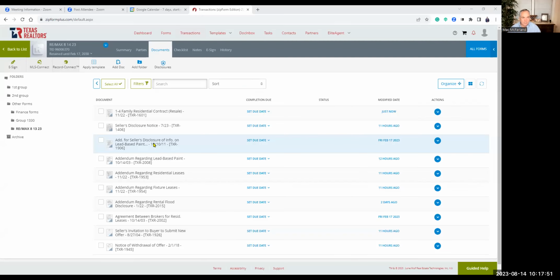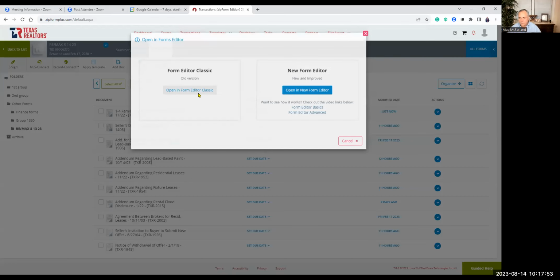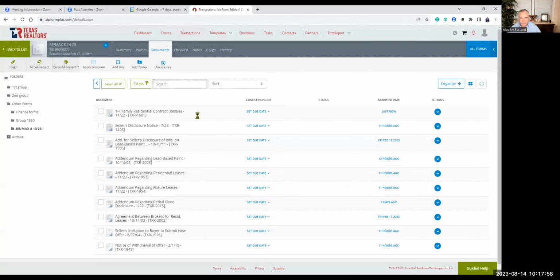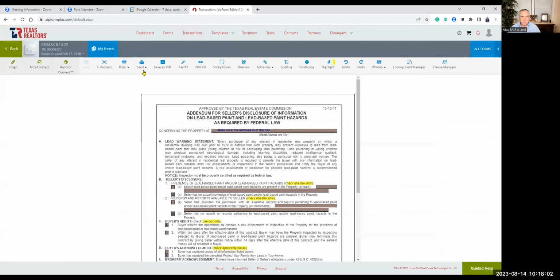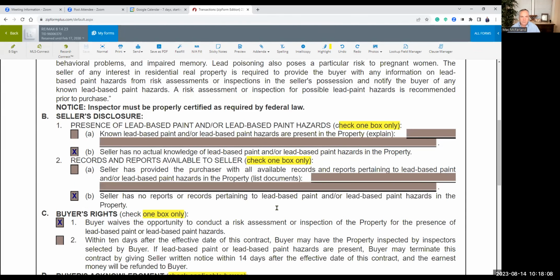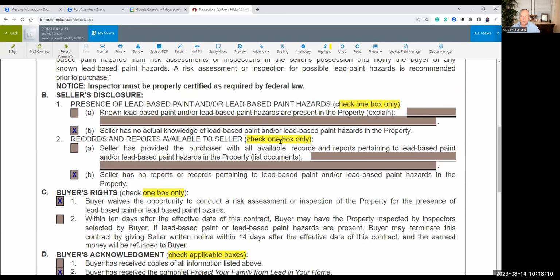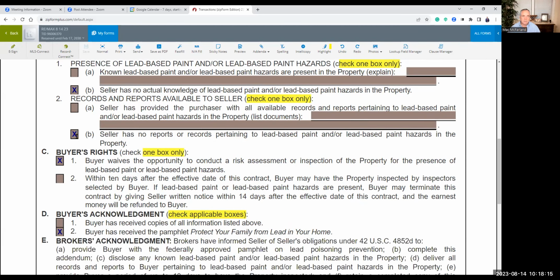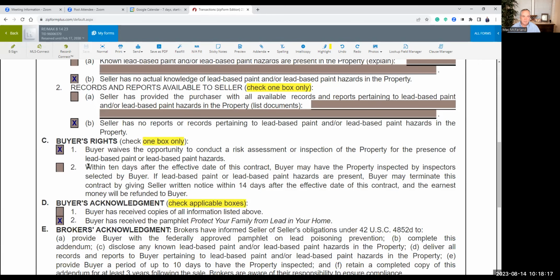All right, the next one I want to touch base on, I'm going to touch base on several contract addendum forms. So you can just jot down some notes on it. That'd probably be the easiest way. This one is the lead-based paint addendum. Most of us are familiar with it. And once again, we make sure we have the address at the top. We make sure that we check only one box. The form even tells you what needs to be done. And this is the buyer's rights and the buyer's acknowledgement.